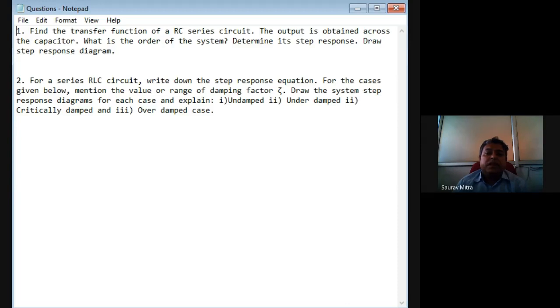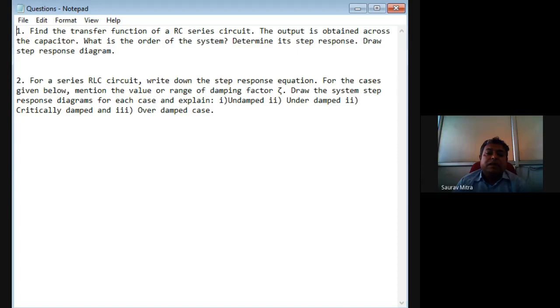So first you are supposed to find out in the second question what is the equation of the RLC circuit in step response. So what is the equation of c(t)? The same process will be followed for both the first and second circuits, and obviously as it is an RLC circuit, the order of the system will be 2 because there are two energy storing elements, one inductor and one capacitor.